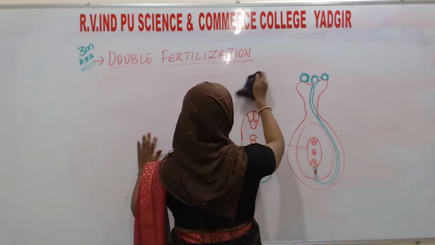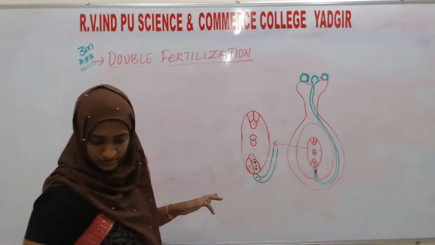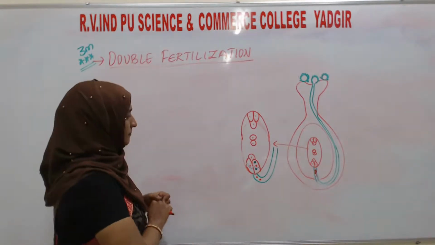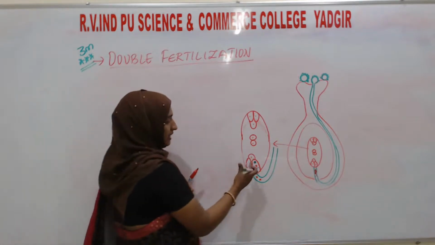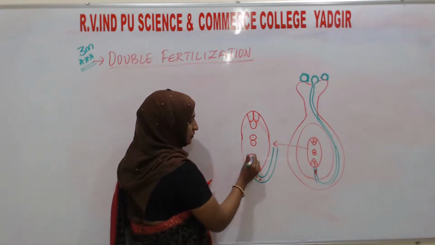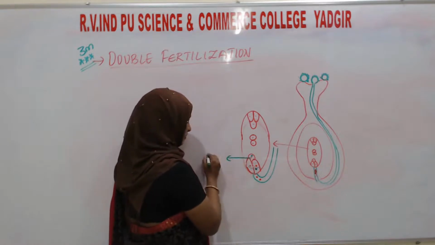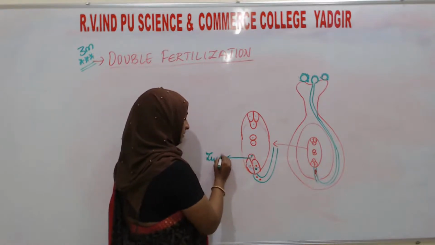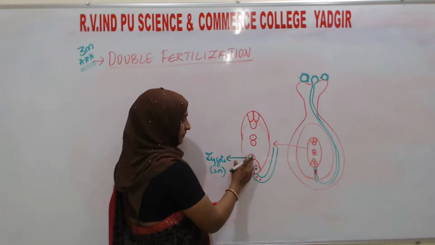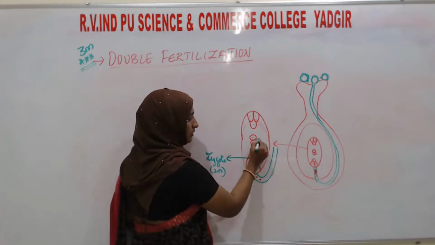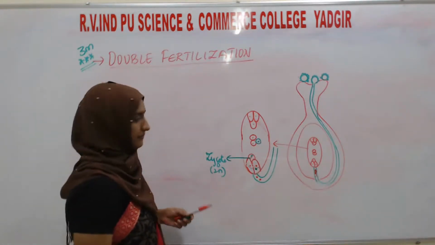What is the resultant cell of the syngamy? That is the zygote, diploid zygote. So next, what happens? One male gamete is fused with the egg cell, which forms the zygote, diploid zygote. The remaining one male gamete will fuse with the central cell or the polar nuclei.